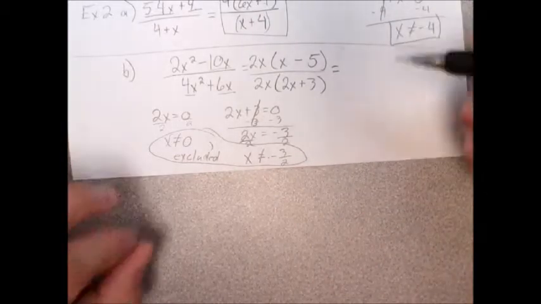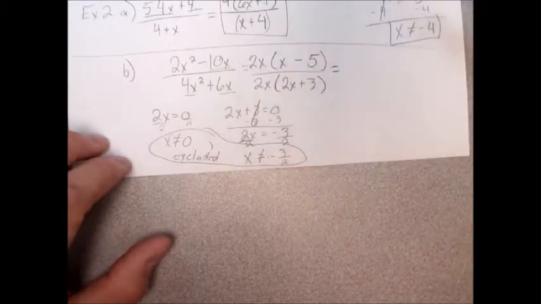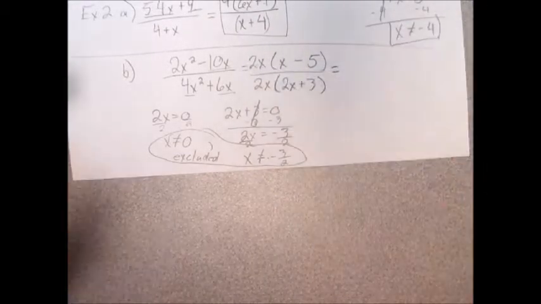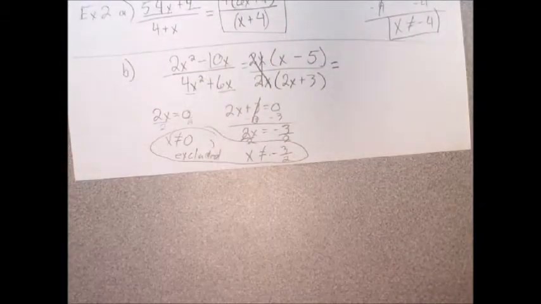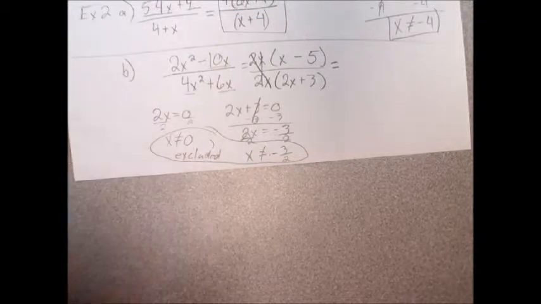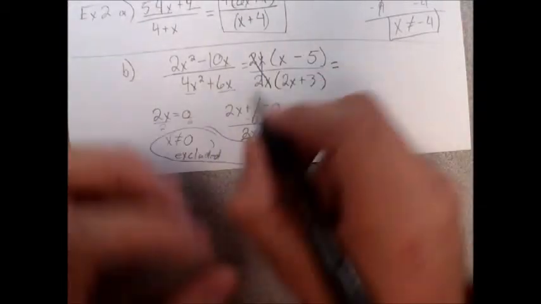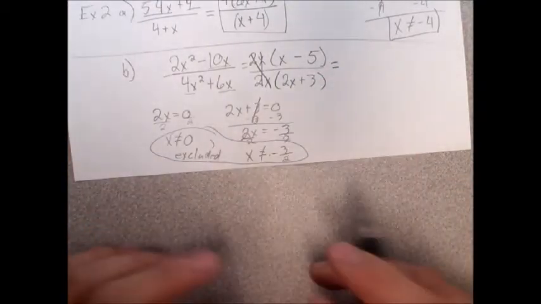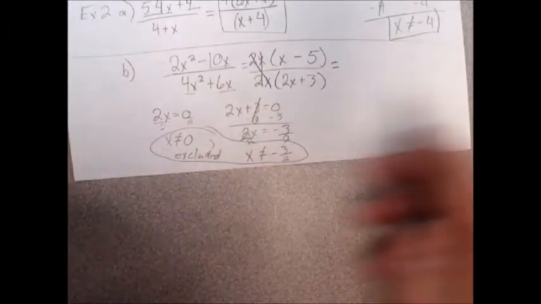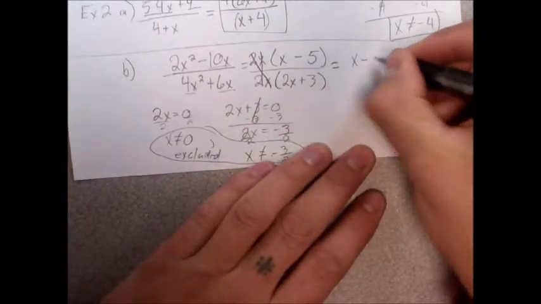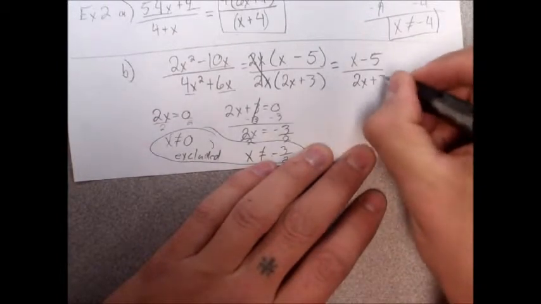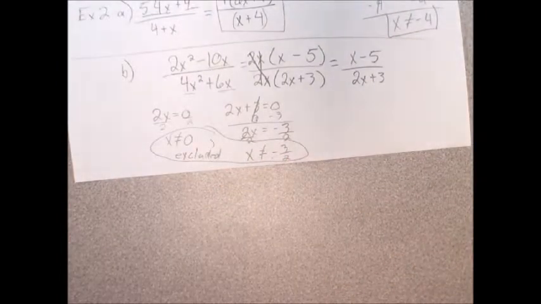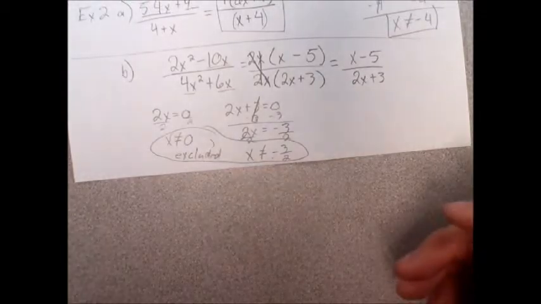What can I do right here? I have a 2x and I have a 2x. They cancel. And they can only cancel, I repeat, can only cancel because there is multiplication. They are the products. These two multiplied will be a product. These two will be a product. So I'm left with only x minus 5 in the top and only 2x plus 3 in the bottom. And I can't simplify anymore because there is no more multiplication.